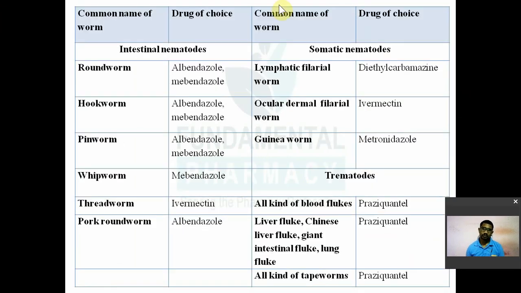Then there are a few drugs of choice over here. In case of roundworm, hookworm, and pinworm, mebendazole and albendazole are the drugs of choice. In case of whipworm, mebendazole is the drug of choice. In case of threadworm, ivermectin is the drug of choice. In case of pork roundworm, albendazole is the drug of choice. Lymphatic filarial worm infection, diethylcarbamazine citrate. Ocular filariasis, ivermectin is the drug of choice. And in guinea worm, metronidazole is the drug of choice.